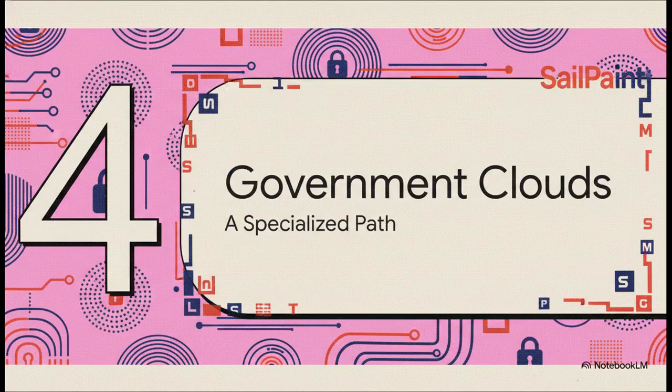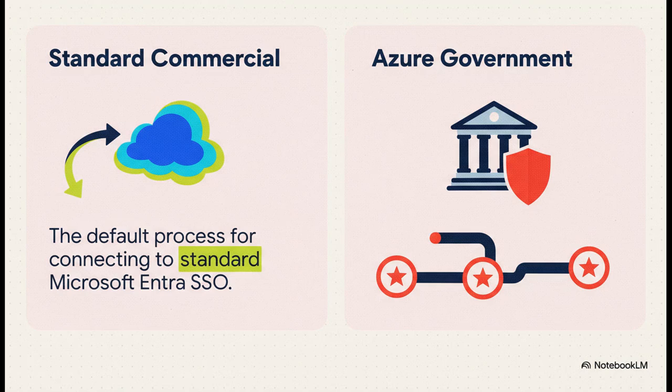Now hold on, before we wrap this all up, it's really important to look at a slightly different path. See, not every organization is on a standard commercial cloud. So there's a specialized route for those with very specific compliance and security requirements. The key difference here is pretty straightforward. The standard path, that's the default for most people using the commercial Microsoft Entra service. But if you're using Azure Government, you'll need to follow a very specific configuration for those specialized endpoints. It's a small detail, but it's a crucial one to know about right from the beginning.